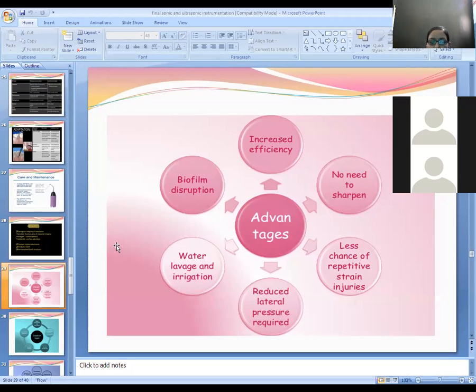Then what are the advantages of the ultrasonic instrumentation? There is increased efficiency. There is no need to sharpen an instrument. There is less chance of repetitive strain injuries to the hand. Then there is reduced lateral pressure required. Water and irrigation are properly maintained in the ultrasonic instrumentation. Biofilm disruption can occur in the ultrasonic scaler.